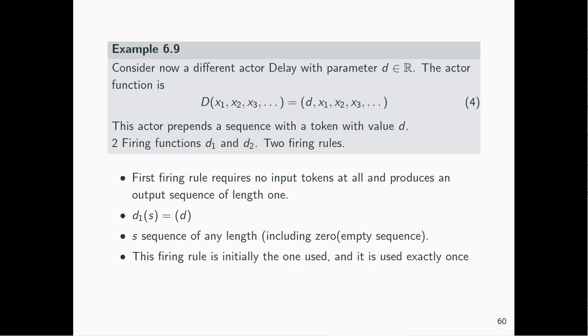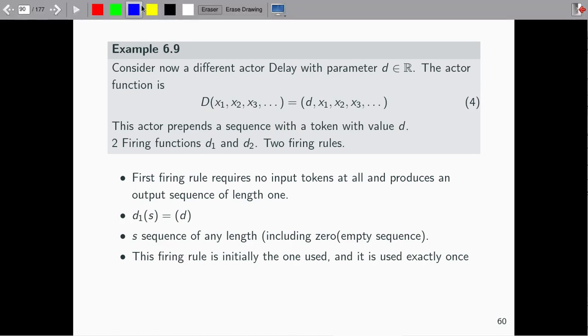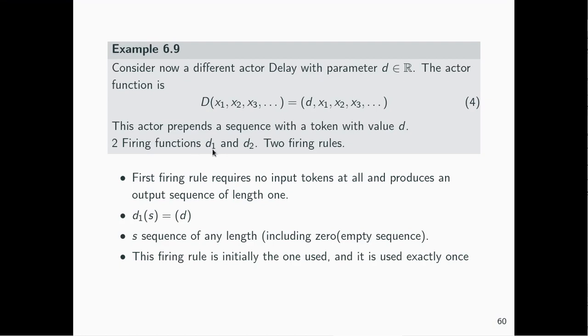The delay actor has a parameter d, and the actor prepends a sequence with a token of value d. It has two firing functions, d1 and d2, and two firing rules. So what are the two firing rules that it has? Okay, so the first rule is when there are no input tokens at all.